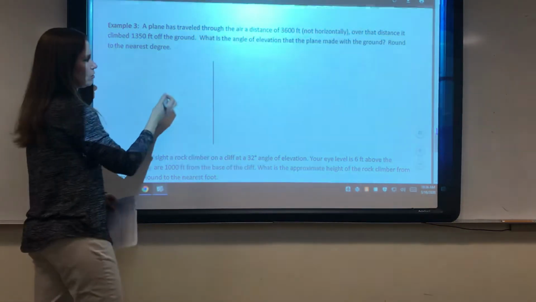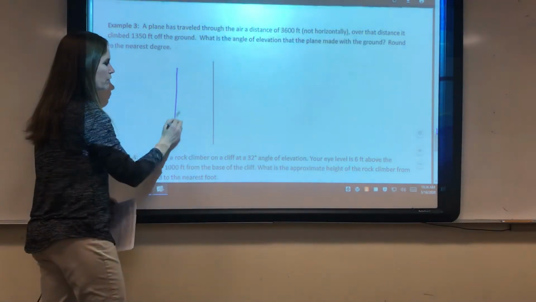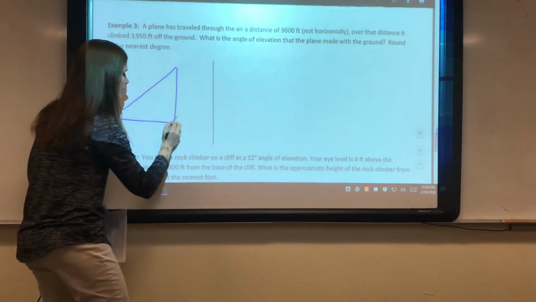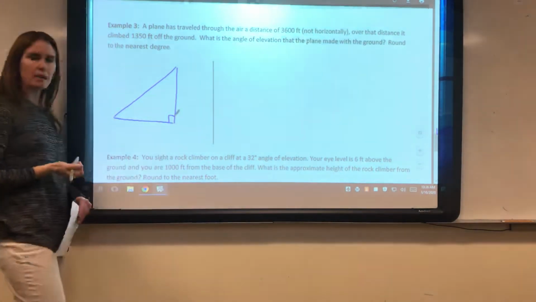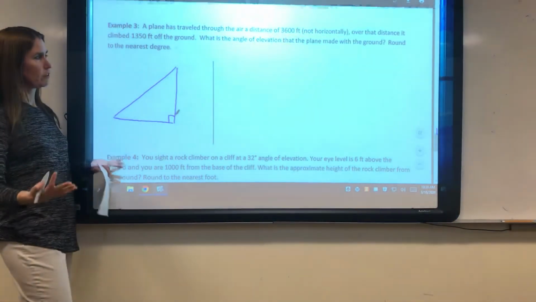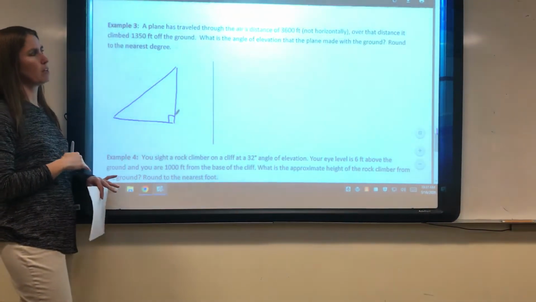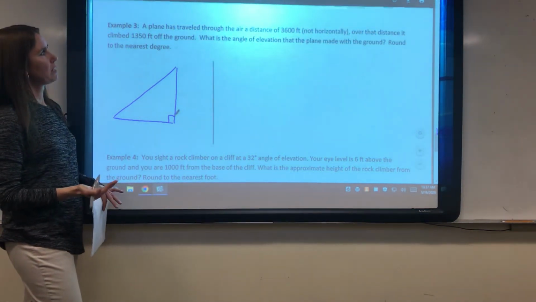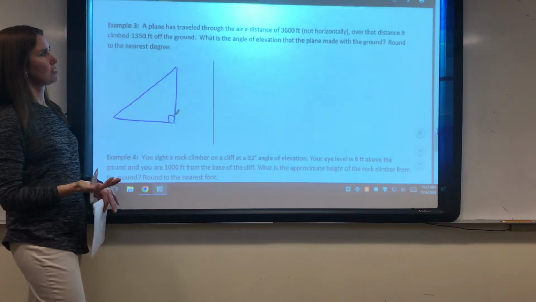So let me just show you, one idea is that some people prefer to always just start with the right angle, right triangle, and then get things labeled from there. So I just want to show you that that's an option also. You can draw the picture first and then get the right triangle from there, or you can draw the right triangle first. So in this case, it says the plane has traveled through the air at a distance of 3,600.